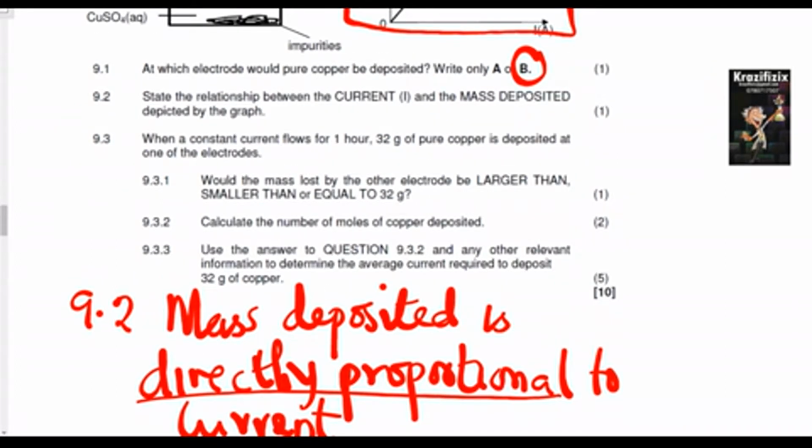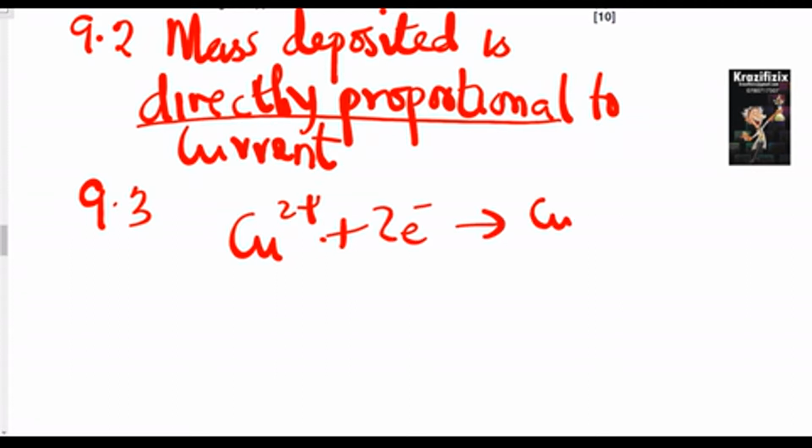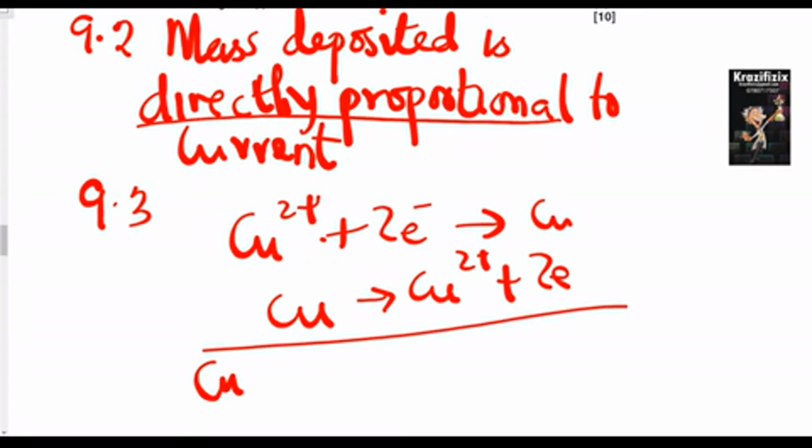When a current flows for 1 hour, 32 grams of copper, okay, we need that, is deposited at one of the electrodes. Would the mass lost by the other electrode be larger or smaller? Good question here. Let me explain this quickly. Remember that what we really have going on simultaneously is this, and at the same time we have this going on. So our full reaction therefore should be that.